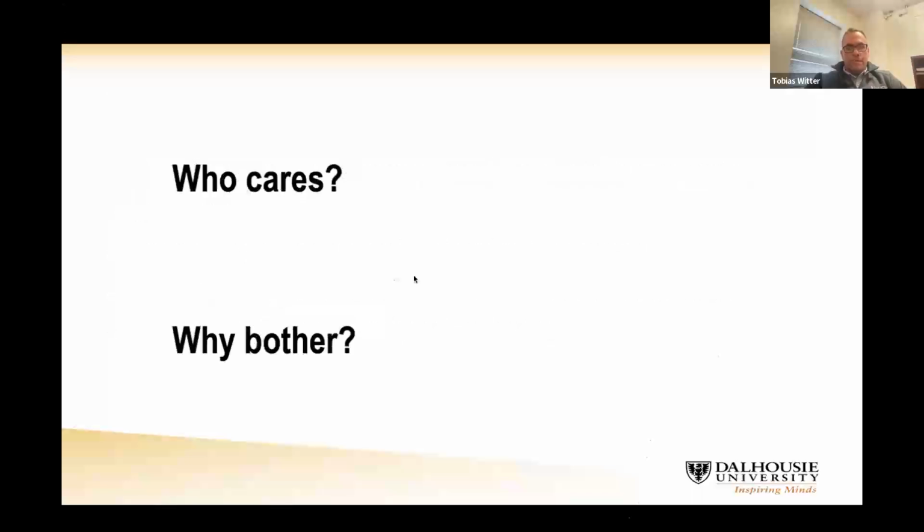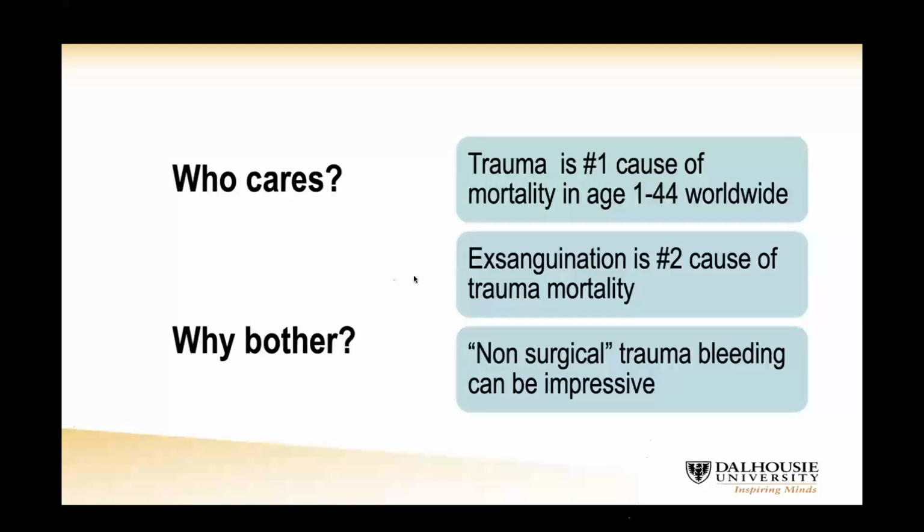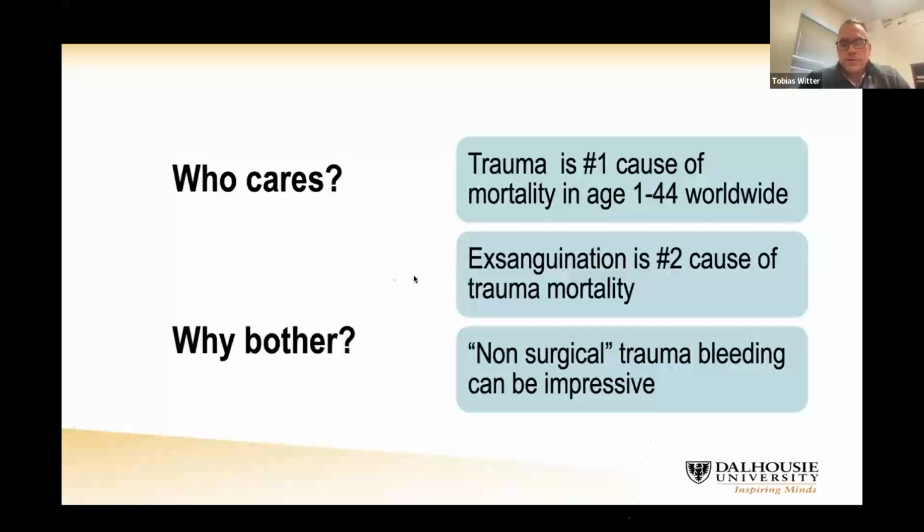So, provocative question, who cares? Why do we bother about this? Why do we talk about hemorrhagic shock in the first place? Trauma is the number 1 cause of mortality in ages 1 to 44 worldwide. Exsanguination is the number 2 cause of trauma mortality. Non-surgical trauma bleeding, which surgeons can fix, can be very impressive, and therefore we need to go and talk about that a little bit more.